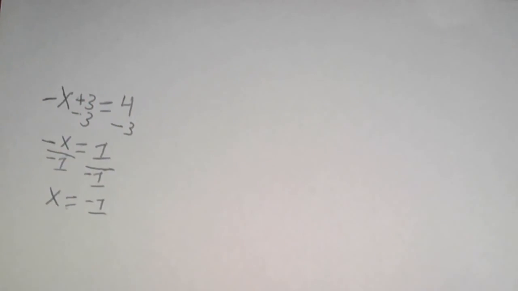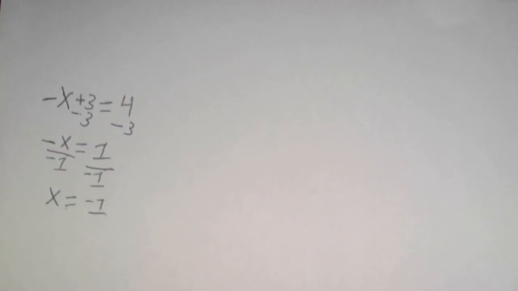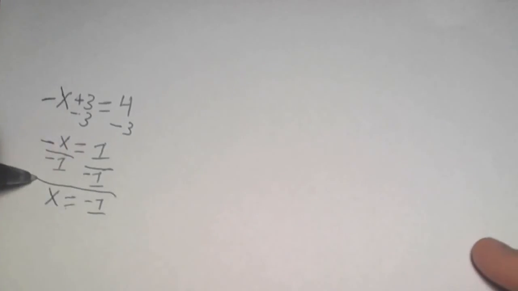Now, basically, here's the thing. You don't have to do this step right here. You don't have to divide by negative 1. If it's negative x equals a number, then all you gotta do is, if I divide by negative 1, it's just going to be the inverse. So you just throw this sign over here, and you throw this sign over here. So that's basically what happened, and then this would be your answer.